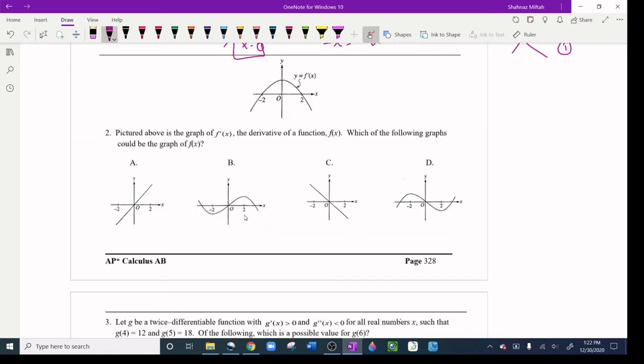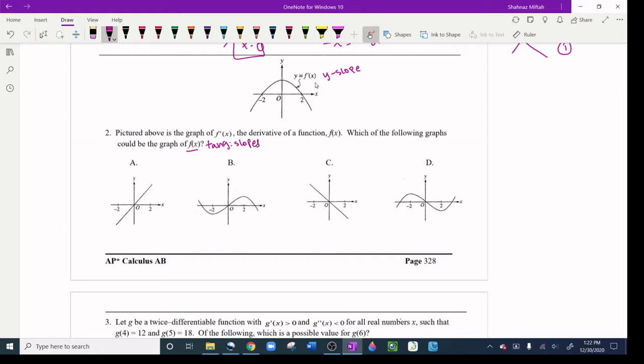Question number 2. Pictured above is the graph of f prime of x, the derivative of a function f of x. Which of the following graphs could be the graph of f of x? Now, in the f prime x graph, every y value is a slope. They are asking, if this is f prime, which of the a, b, c, d graphs is the f of x function for it, which means for f of x we have to draw tangent slopes.